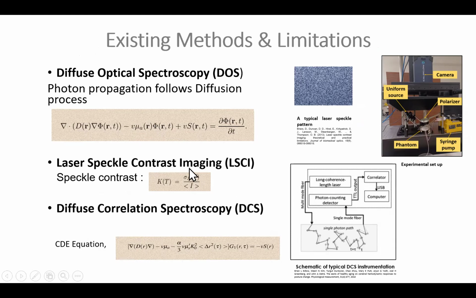Laser speckle contrast imaging takes account of the speckle and measures the speckle contrast, and DCS takes care of the intensity autocorrelation. This is a normal speckle, and this is how a speckle looks like. This is the experimental setup of an LSCI, and this is the experimental setup of the DCS.